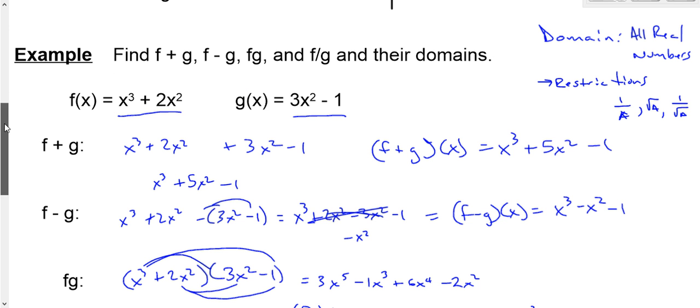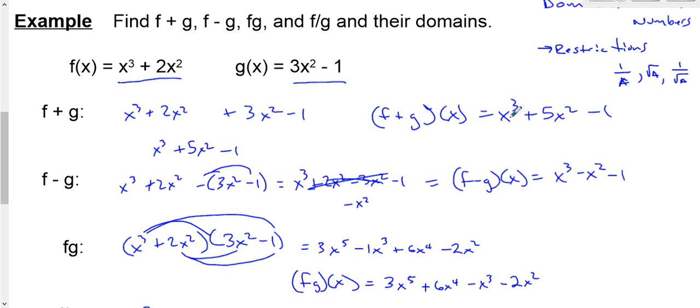So when I look at f plus g of x, I do not have a fraction and I do not have a radical. So my domain here is all real numbers. So I could put all real numbers, which is this R, or as interval notation, I would go from negative infinity to positive infinity.